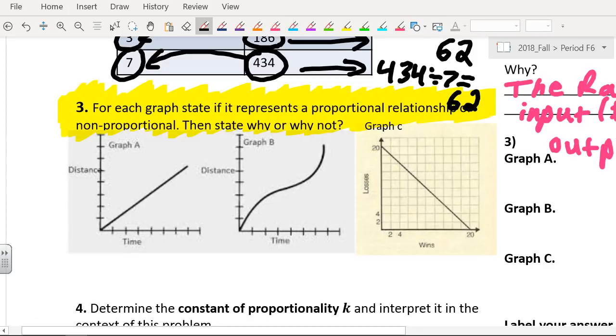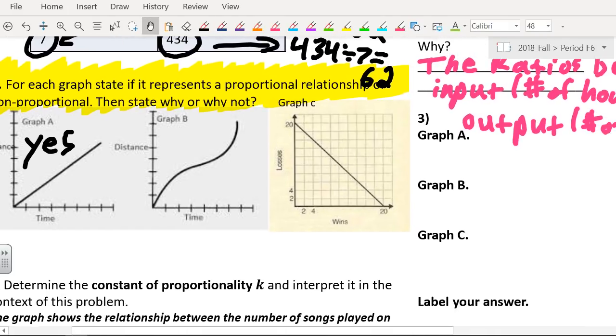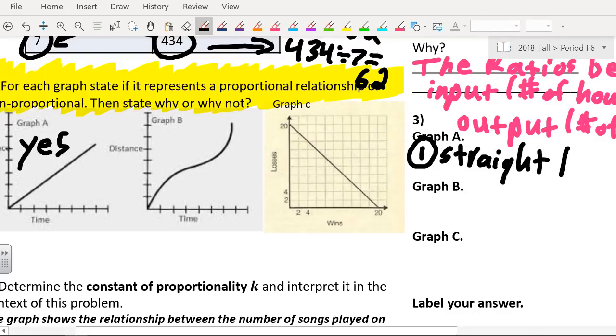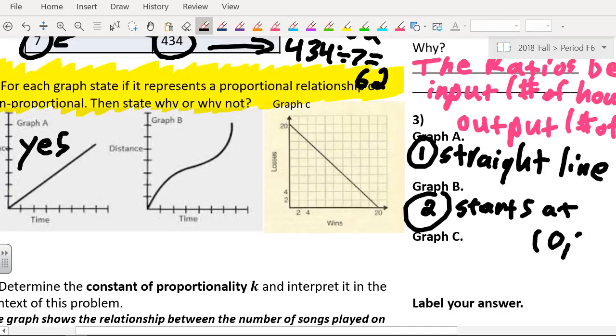Yes, so we're going to write yes. And it's asking us why or why not. So we have to write both things. We have to say number 1, because it graphs as a straight line. And number 2, it starts at 0, 0.